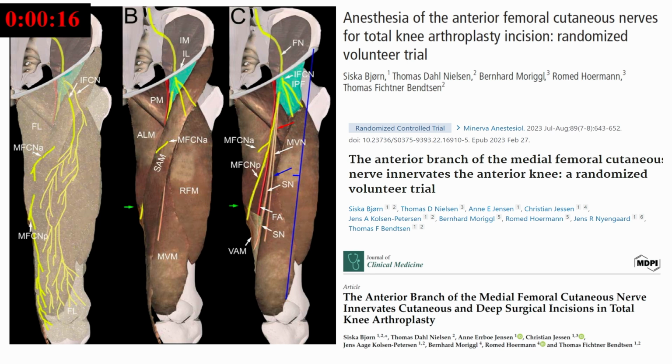But to me, for MFCN, if you give a proximal adductor canal block, because you are giving 15 to 20 mLs, the drug would move a little cranial also, and it would take care of MFCN. Let's look at the panel discussion, what other panelists feel.